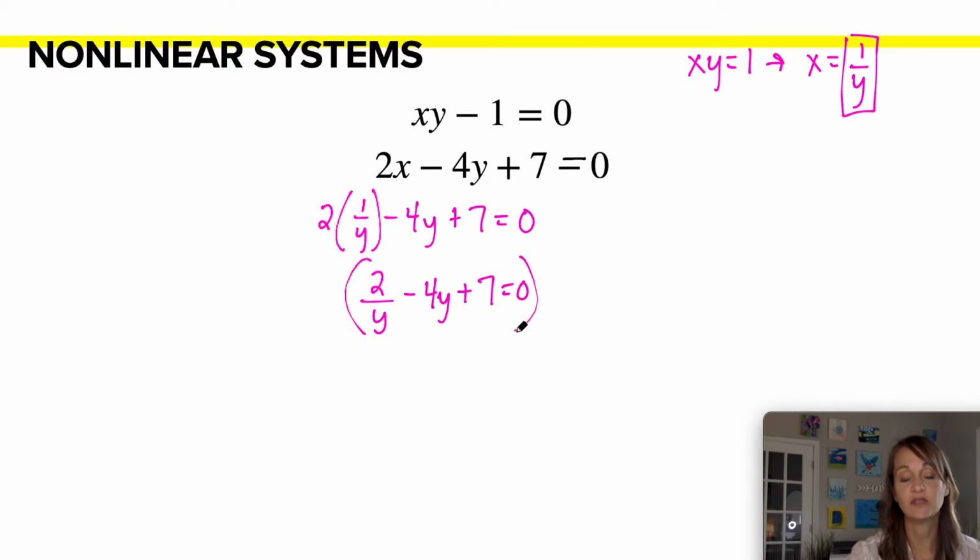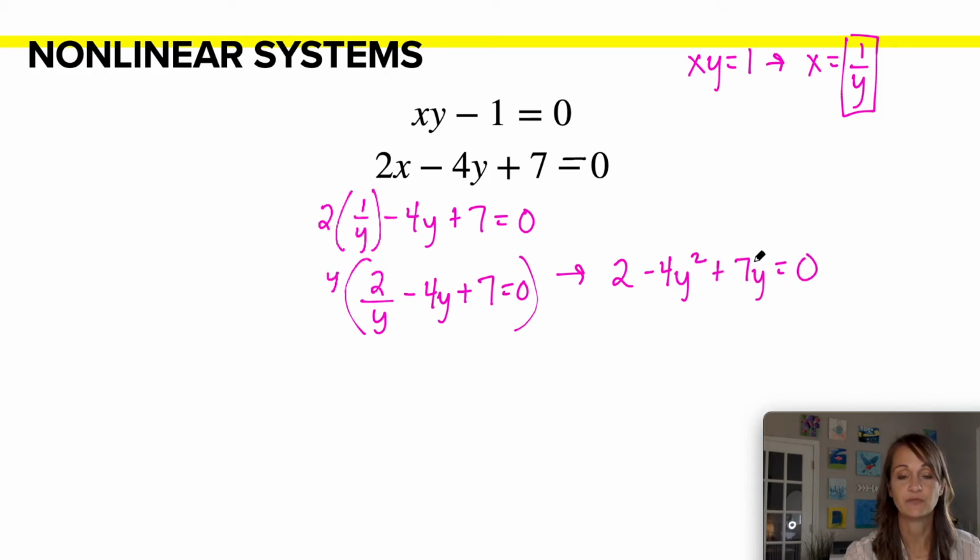Now, I cannot solve when there is a variable in the denominator, so I'm going to multiply the entire equation by y. When I do that, I'll be left with 2, because y divided by y is 1, minus 4y squared, because y times y is y squared, plus 7y equals 0. I'm actually going to get everything on the other side of the equation because I don't want to have a negative along with the y squared. So 0 is going to be on the left-hand side. I added 4y squared to the right side. That means I'm going to have to subtract 7y to the other side. And I'm also going to have to subtract a 2 to the other side.